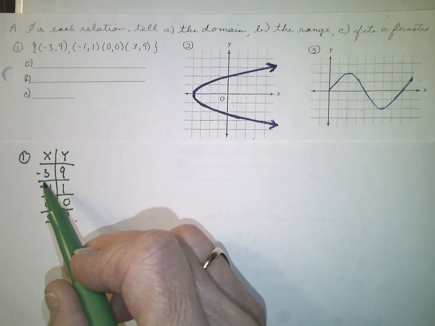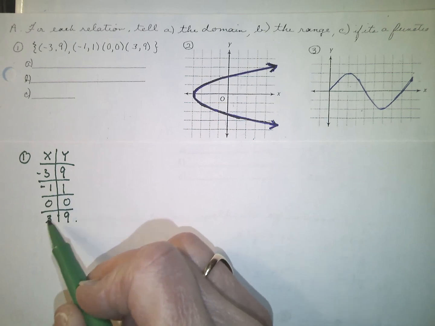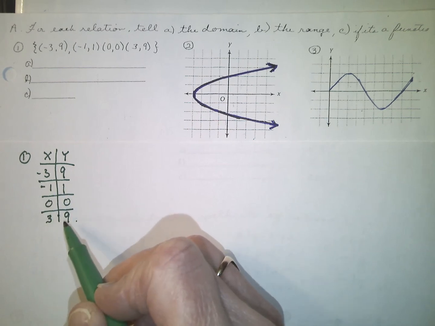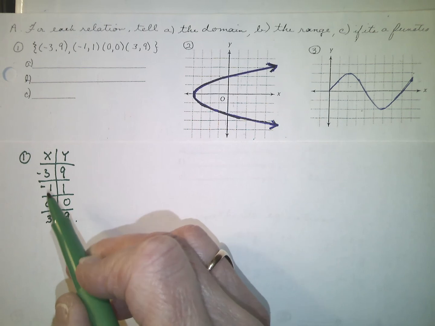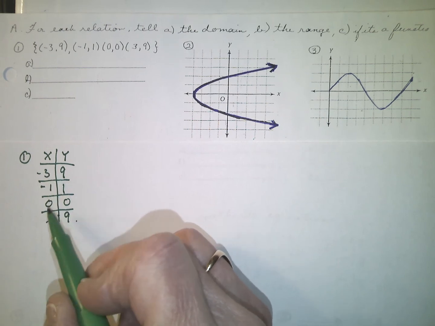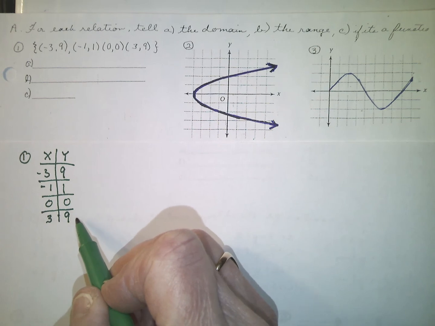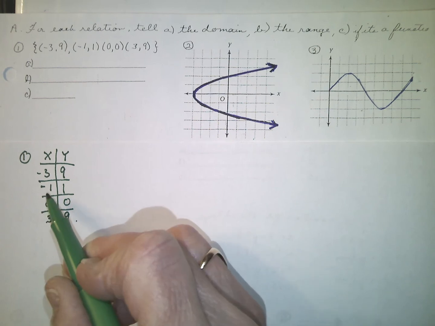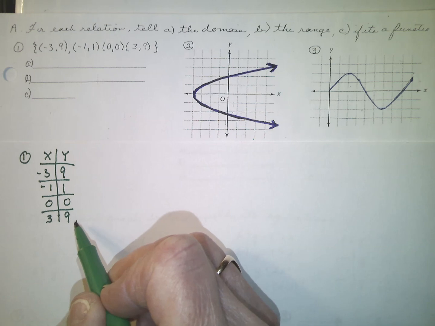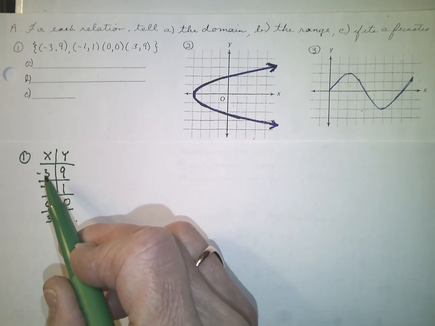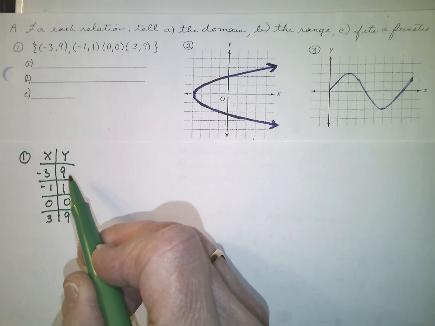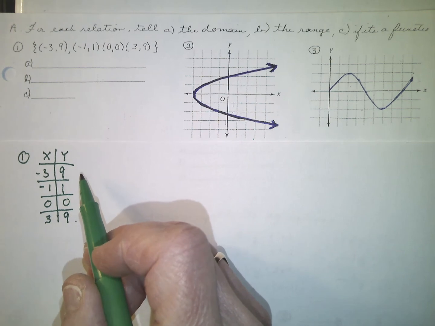Is it a function? Well, does each X value have just one Y value? Yes, it does. The fact that -3 and +3 both came out to an answer of 9 is okay. You can have two problems that come out to the same answer. Now, if -3 had tried to come out to two different answers, that would be non-functional.